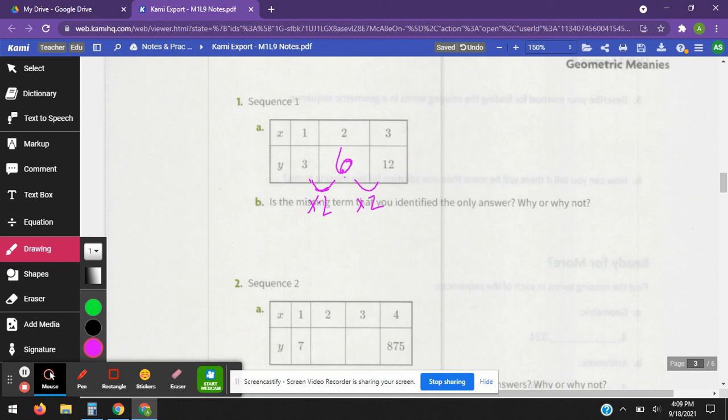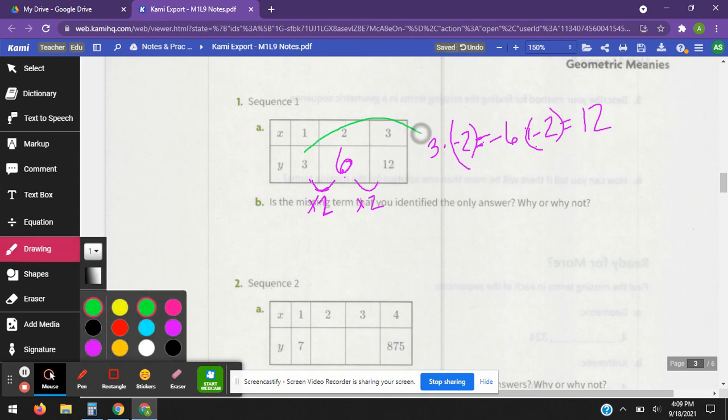I don't know. Could I have anything else in there? Let's think about this. When I'm multiplying, I rarely can have just positives or negatives, right? Well, if I do 3 times negative 2, I get negative 6. Negative 6 times negative 2 equals positive 12. Well, I'm still starting with 3 and I'm still ending with 12. So is this my only answer?